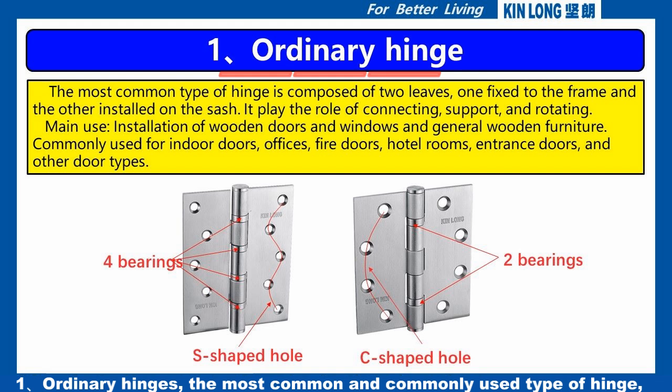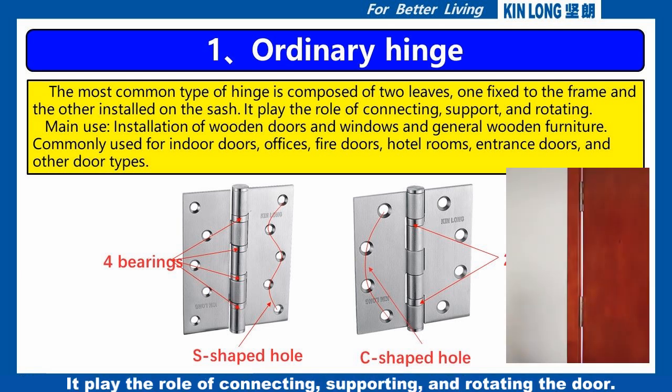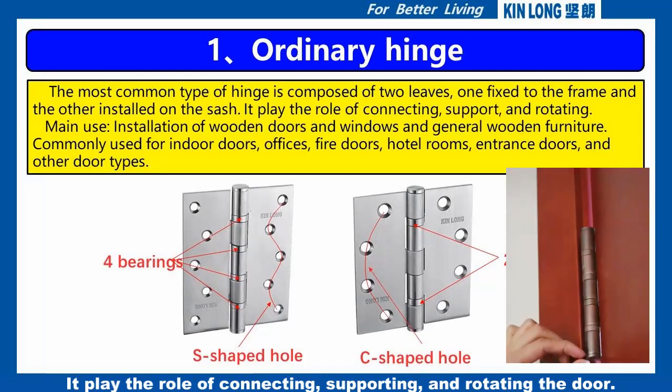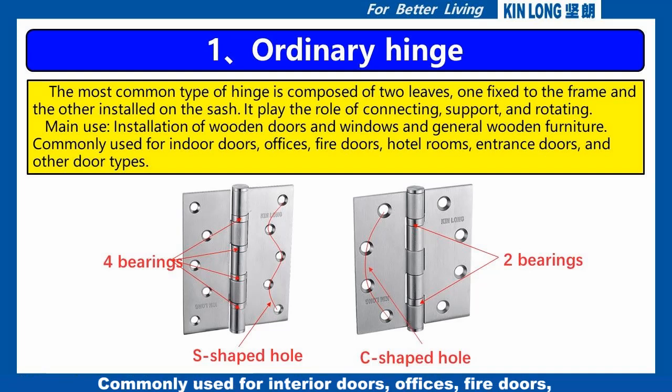1. Ordinary hinges. The most common and commonly used type of hinge consists of 2 leaves, one installed on the door frame and the other on the door leaf. It plays the role of connecting, supporting, and rotating the door. Main use: wooden or steel doors and windows. Commonly used for interior doors, offices, fire doors, hotel rooms, entrance doors, and other door types.